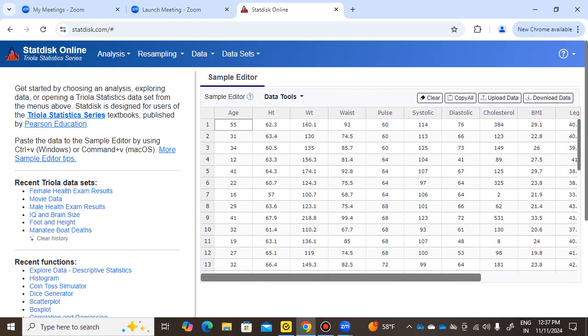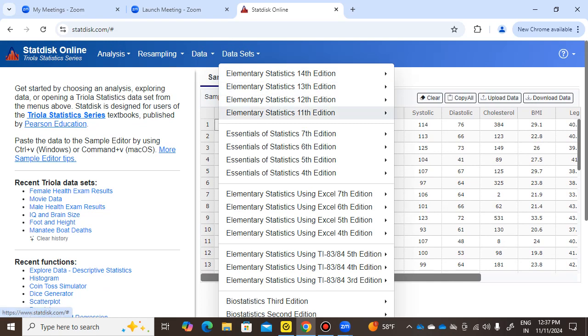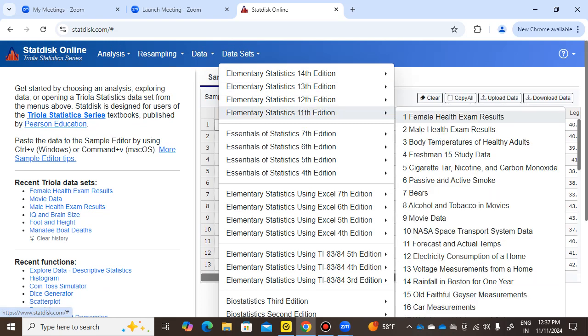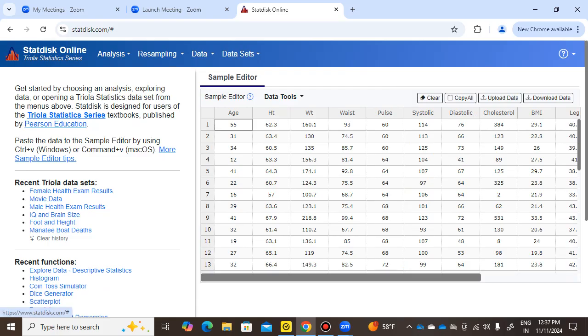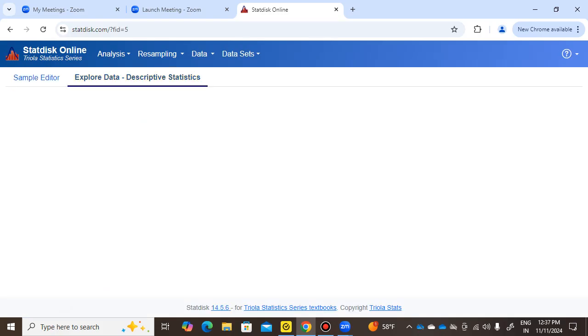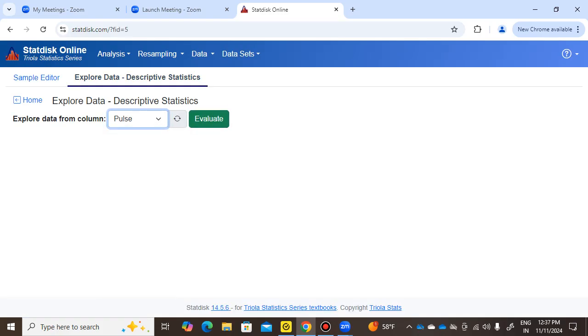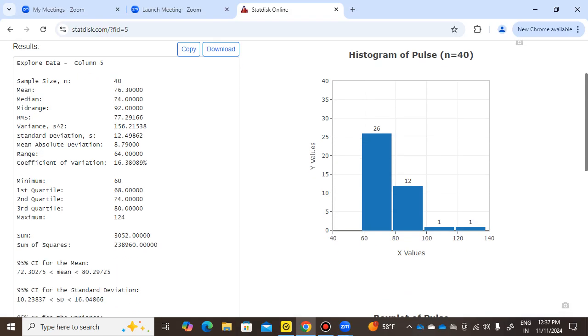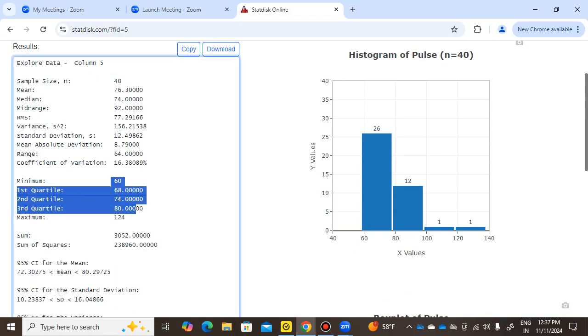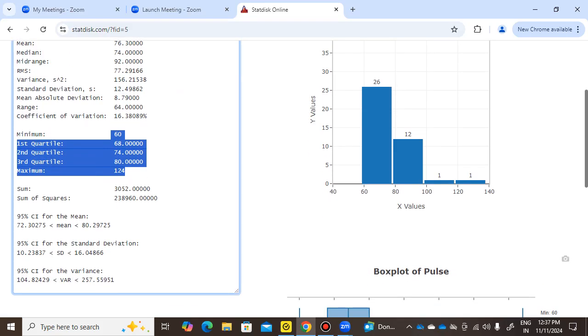So 11th edition female health exams. And so we can look at explore data, pick the pulse rate, and we can get our 5-number summary, which is the exact same thing we got. 60 for your low, 68 for your first quartile, 74 for your second quartile, which is your median, 80 for your third quartile, and 124 for your maximum.